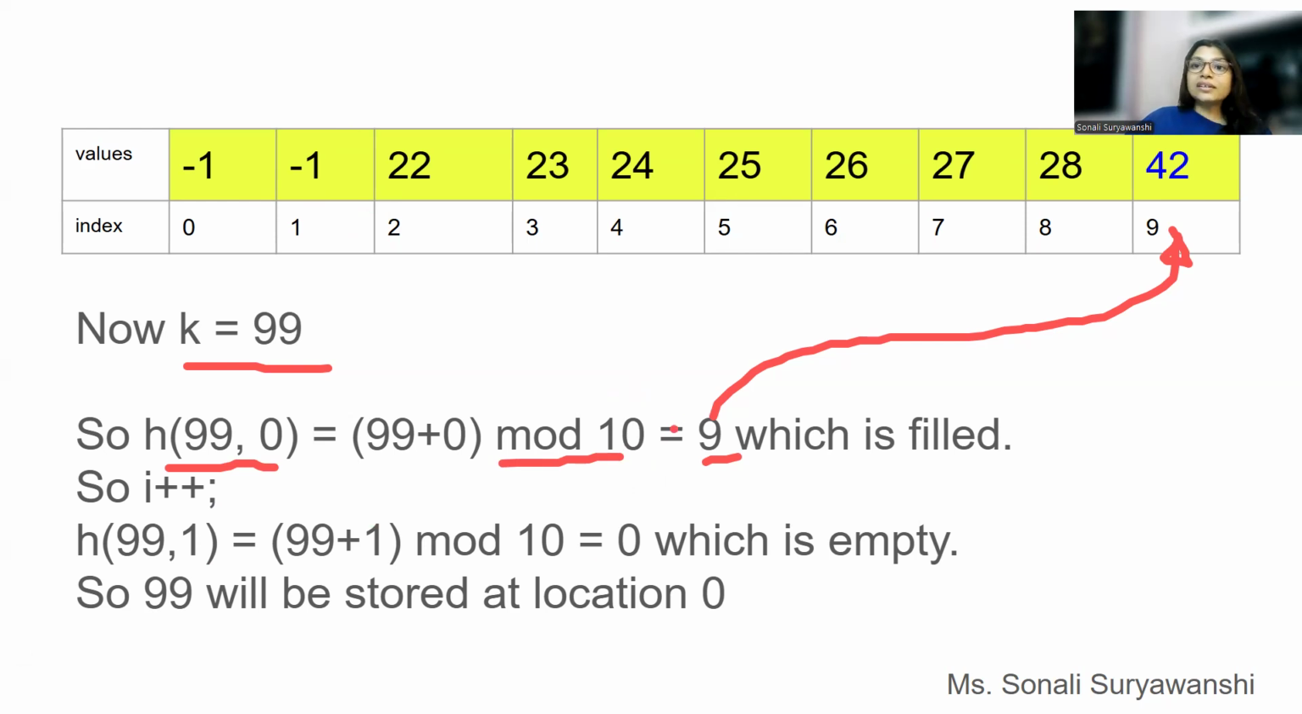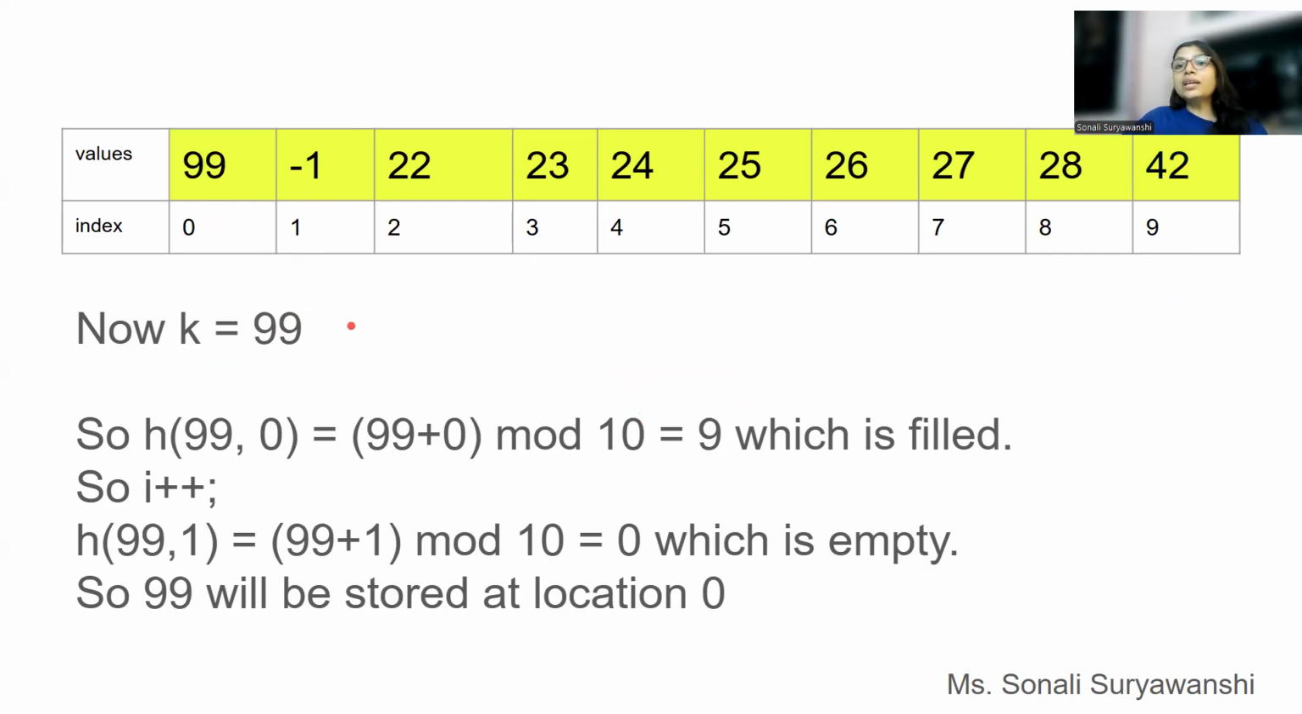So let's increase the value of I. So now I will become 1. So 99 comma 1, which makes it 99 plus 1, which will be 100. 100 mod 10, we know that the remainder will be 0. So you have to search in location 0. If you search at location 0, the value is minus 1. That means it's a sentinel value and therefore we can store 99 at that location. So likewise, you can store a number of keys into the table.